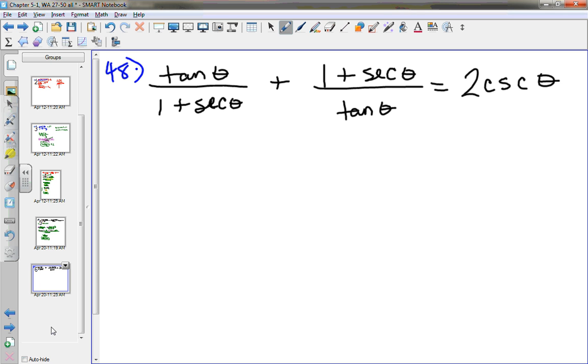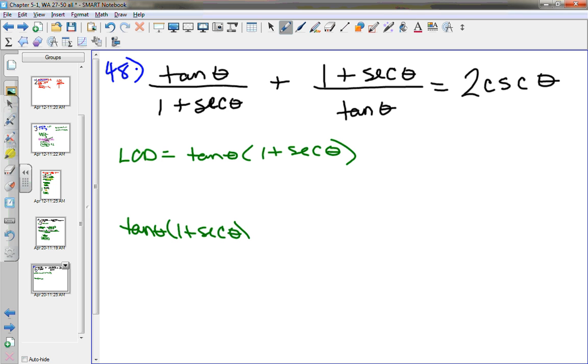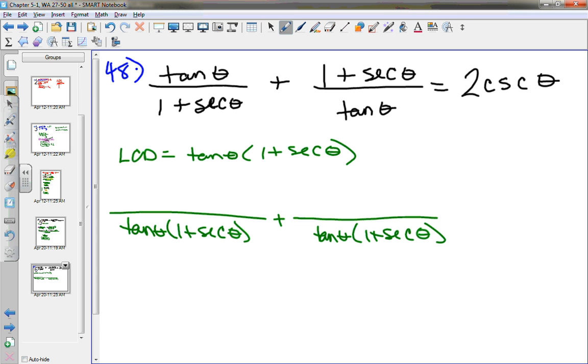So what do I gotta do? I need a common denominator. So my least common denominator is going to be the tangent of theta times 1 plus the secant of theta. Yes? So now I need each one of those denominators to have that. Since you won't let me skip any steps, and this is why I've learned to write fast, each denominator needs to have that. So what did I multiply 1 plus secant of theta by to get the new denominator? Tangent. So I have the tangent of theta, and then I drop down the tangent of theta that's currently there.